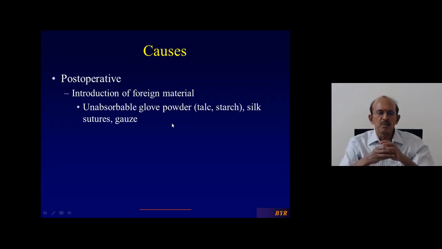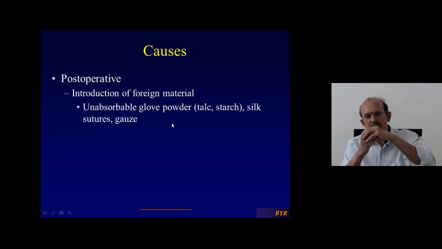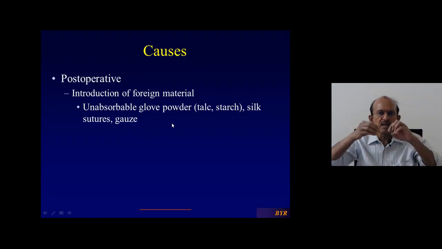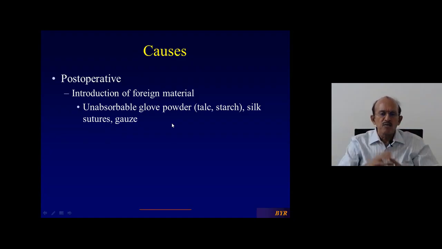Glove powder means the surgeons don gloves, and for easy penetration of fingers into the gloves, they will be powdered with talc or starch. So this will be like dust over the surface of the gloves. When you open the abdomen and explore, you touch the bowels, and all this dust will fall into the peritoneal cavity and act as a foreign body, which will cause adhesions. That means the foreign body will produce foreign body granulomas.